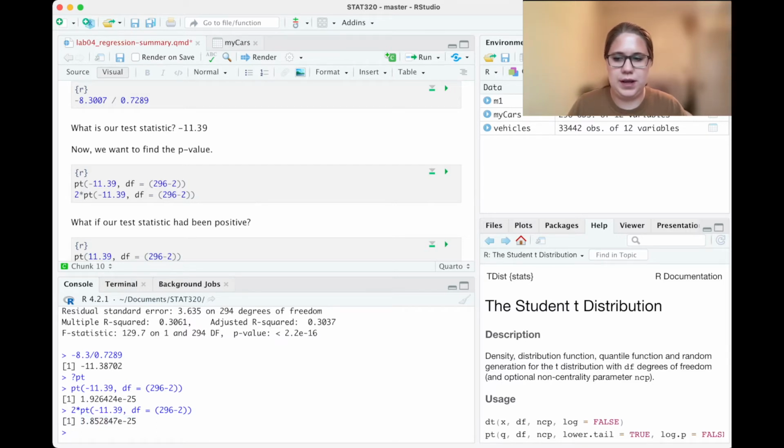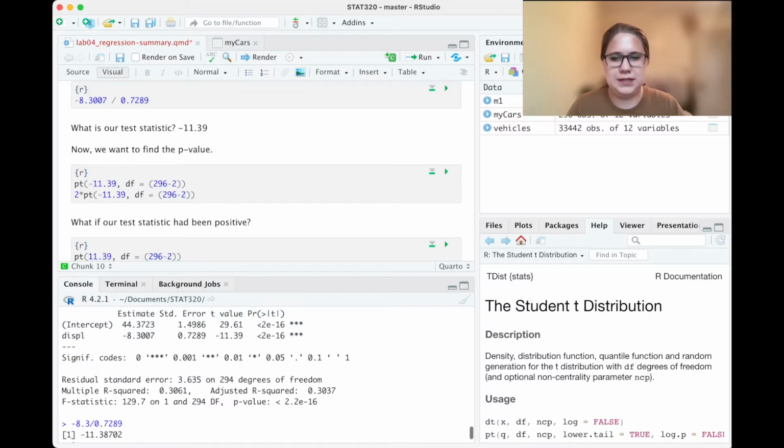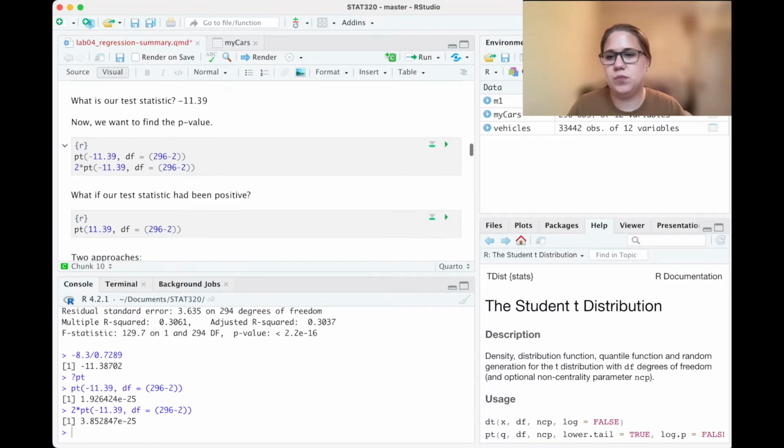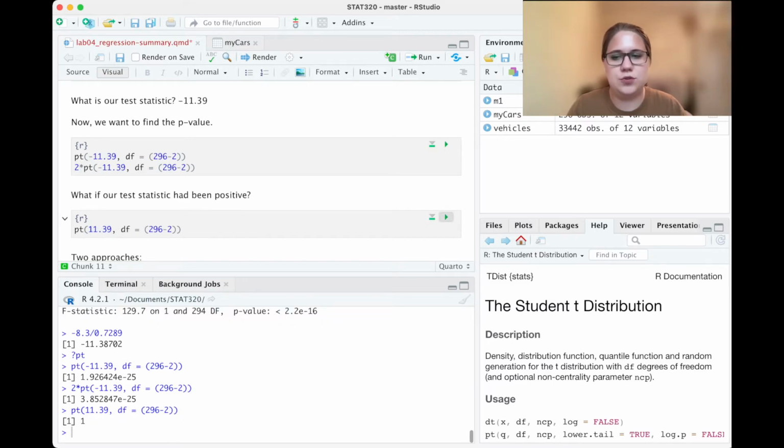It's 3.852847 times 10 to the negative 25th. It's not exactly the same as what came up here, but it's basically saying the same thing. It's 0. The only tricky thing is if our test statistic had been positive, like if we had found positive 11.39 and we had tried to do this, it would have given us a p-value of 1. And that's because R always finds the area of the distribution that is to the left of the test statistic. So if you have a positive test statistic, it is going to give you this whole big area.